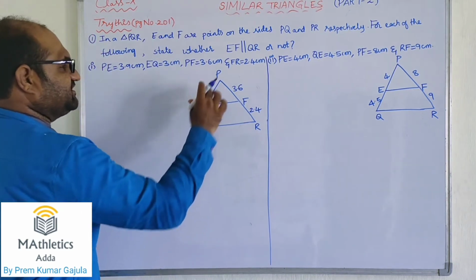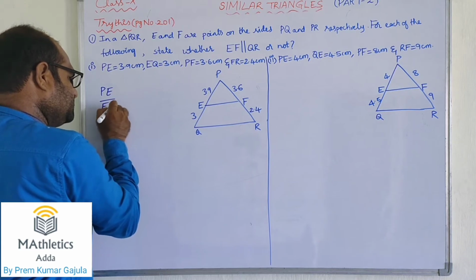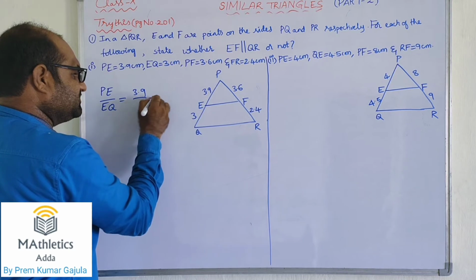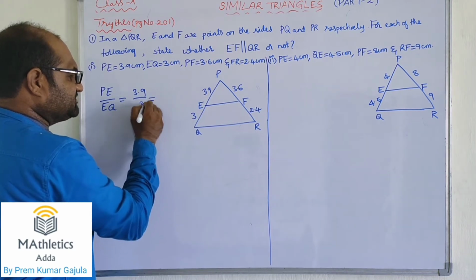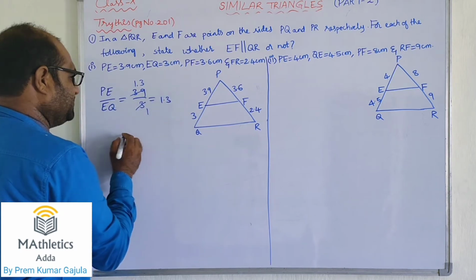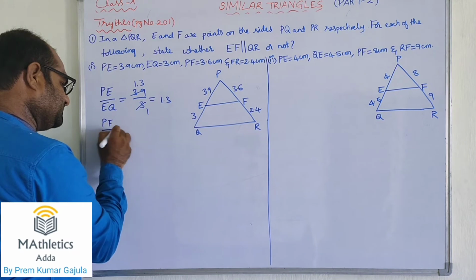So first I am taking the ratio PE by EQ. PE is given as 3.9, EQ is 3. So 3.9 by 3. If you cancel this, you will get 3 ones are 3, 3 threes are 9. So the answer is 1.3. And let us consider one more ratio, that is PF by FR.